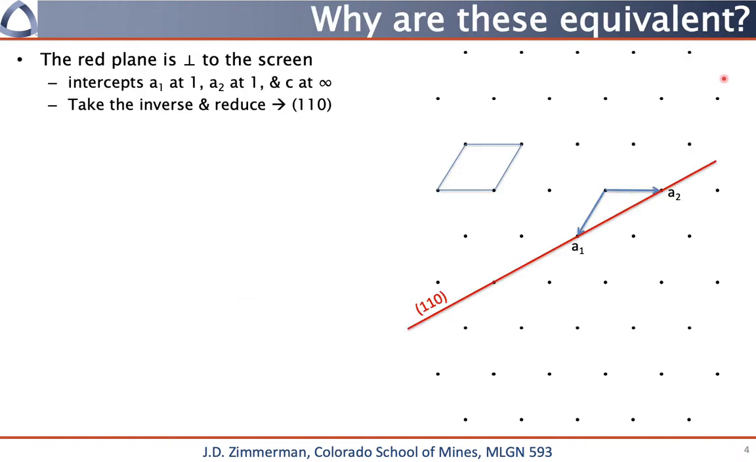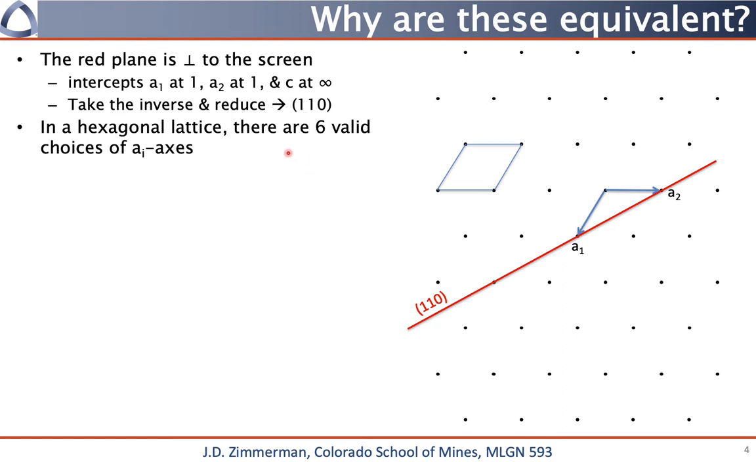On the right, I am showing the edge of a plane that is perpendicular to the screen. Using Miller indices, it intersects A1 at 1 and A2 at 1. This is also parallel to C, so the intersection is at infinity. So if we take the inverse of each of these intersections and we reduce them if necessary, you get the 110 plane.